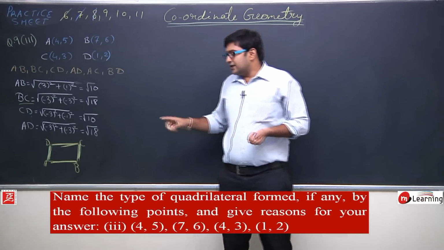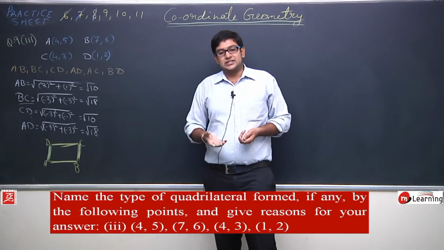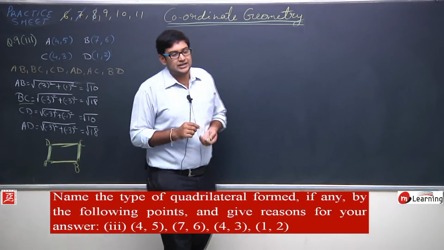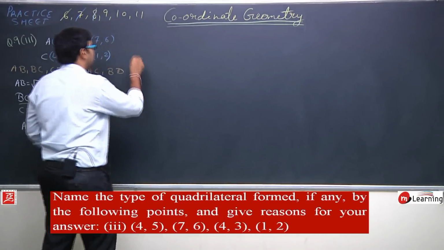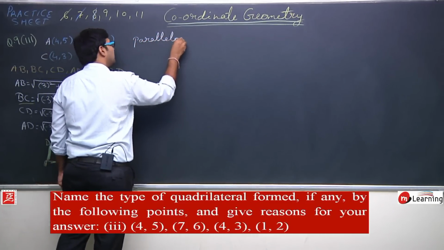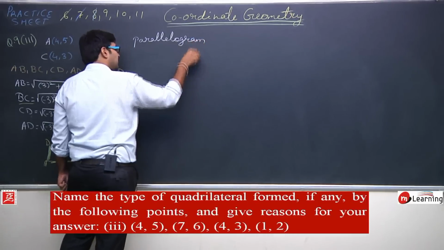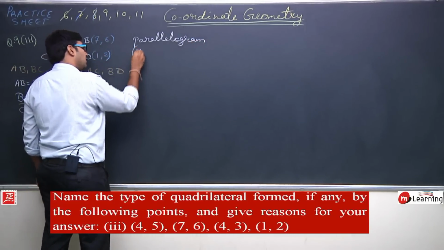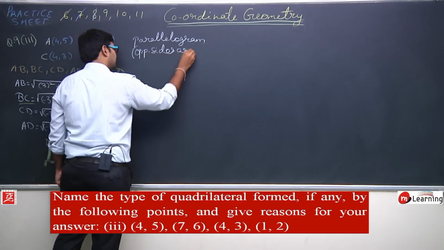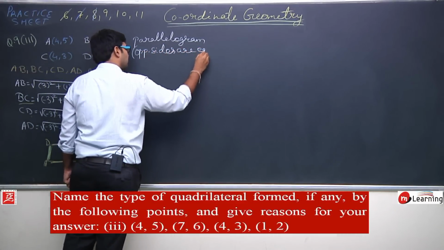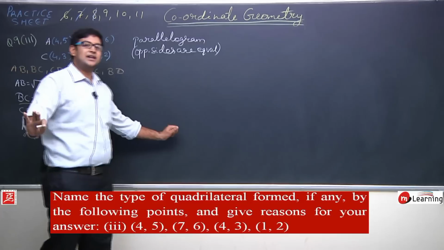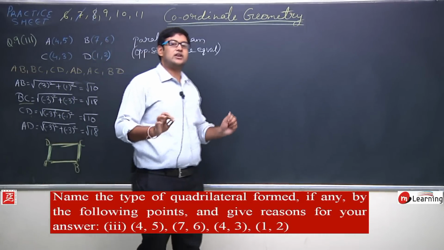So what kind of quadrilateral will it be known as if opposite sides are equal? I will call this quadrilateral a parallelogram. It will form a parallelogram because opposite sides are equal. This is what we have deduced.